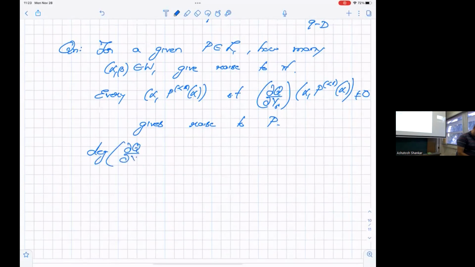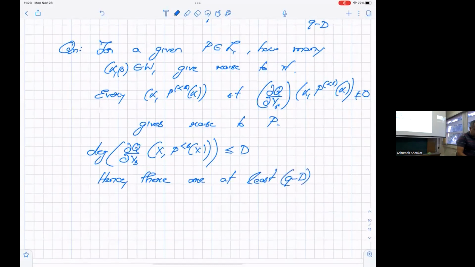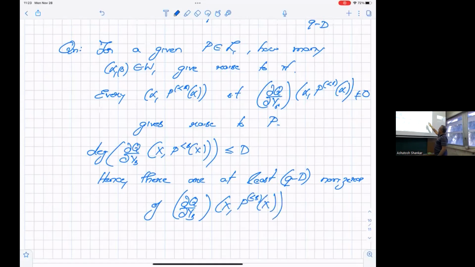The degree of dou q by dou y s at x comma p less than s x is less than or equal to d. Hence, there are at least q minus d non-zero alphas, non-zeros of dou q by dou y s x p less than s. There are at least q minus d of them, so each of them would have extracted the same thing. In other words, the left neighborhood is q, and on the right q minus d of them give you back the same thing. Therefore, the expansion is at least a q minus d factor. As long as d is significantly smaller than q, you get it. And that's the whole thing.